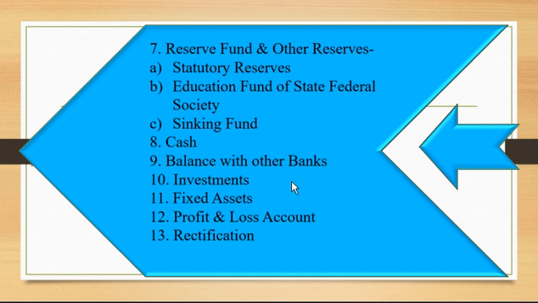Then second is the education fund of the state federal society, a fund created out of annual contributions given by societies to the state federal society at the rate specified in rule 53. For Maharashtra, the federal society is Maharashtra Rajya Sahakari Sangh Limited, Pune, which utilizes this amount for education and training in cooperation. This amount is payable irrespective of whether the society earns a profit or not and whether the society has declared a dividend or not.